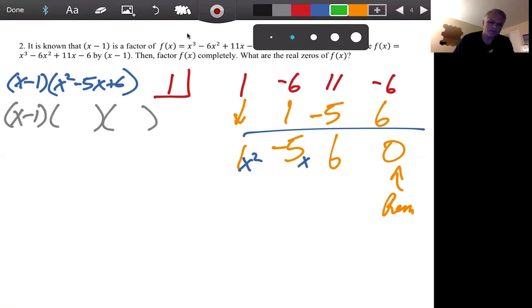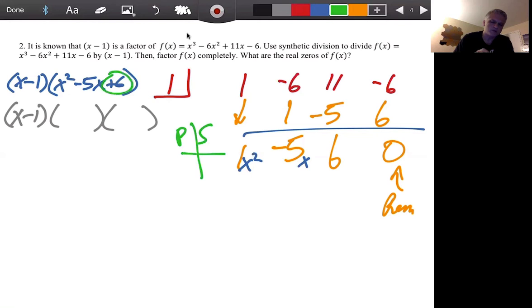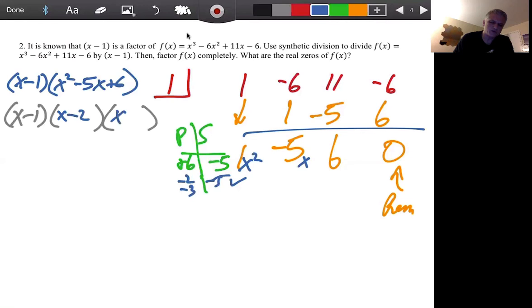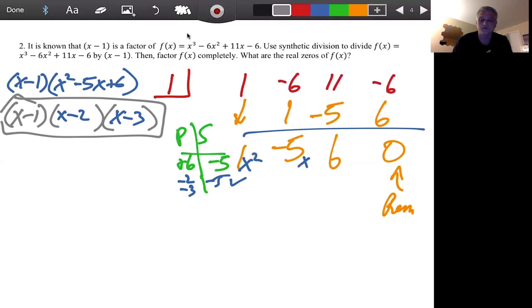Okay, product sum. Product is plus 6. Sum is minus 5. So two numbers that multiply to positive 6 but add to negative 5, that would be a minus 2 and a minus 3. So x minus 2, x minus 3. This is fully factored. There are no repeating zeros. They all have a multiplicity of 1. Excuse me, these are all factors, and there are no repeating factors.